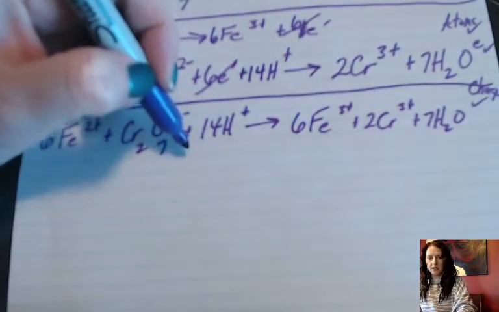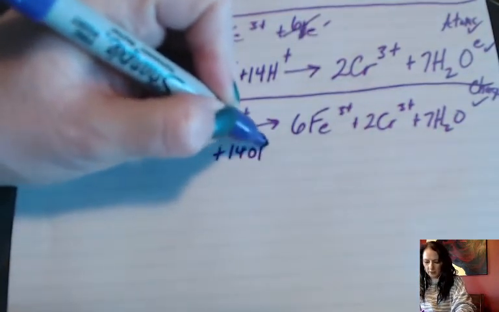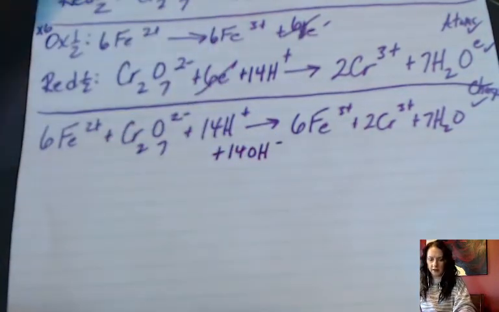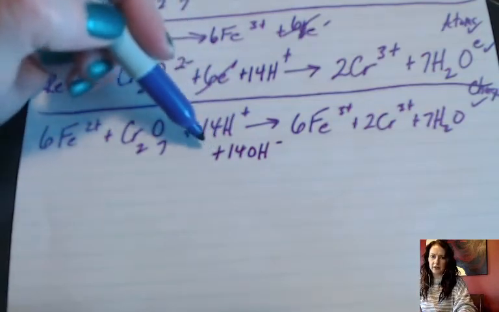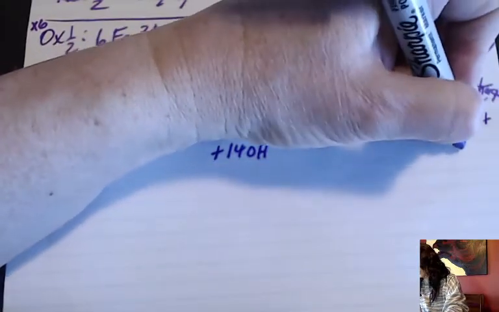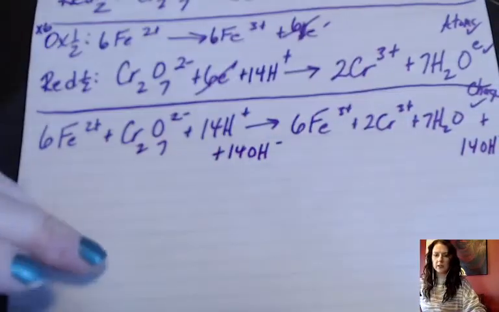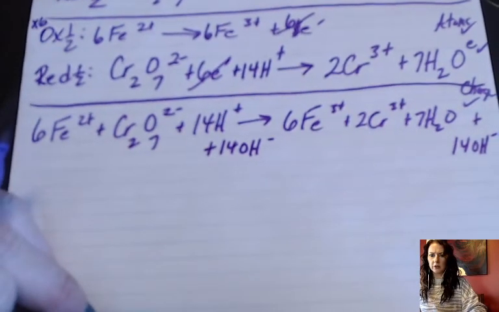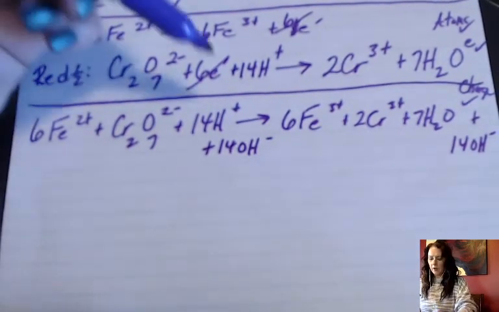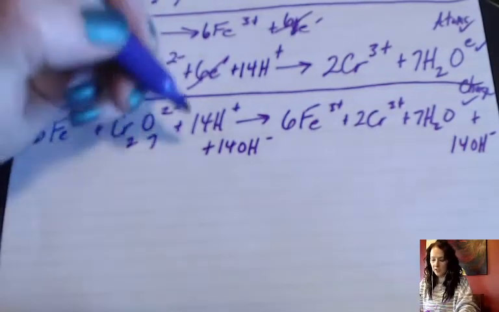So I have 14 H plus. I'm going to add 14 OH minus. I'll just write it a little bit underneath here so it looks like it's all on the reactant side. And same on the product side, I'll just put it right on the end, 14 OH minus. Make sure you can see that. There we go. 14 H plus and 14 OH minus will make 14 water.